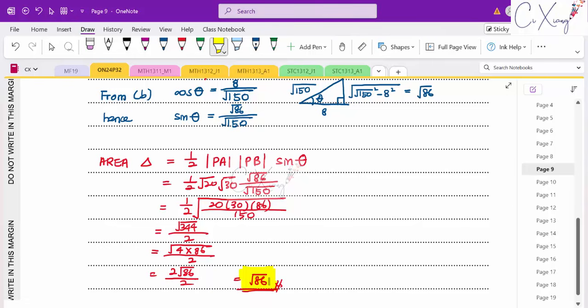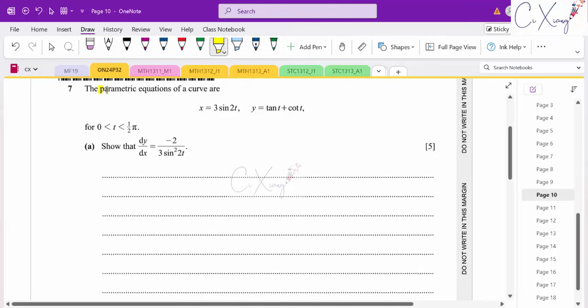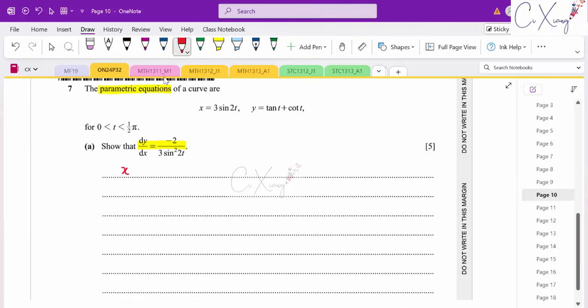Alright, so this is the end of question 6. Question number 7. We are given parametric equations and they want us to prove that dy/dx is equal to this. For a parametric equation, first of all, we have to start from the equations that they give us. So x equals 3 sine 2t. Then we find the differentiation of the equation here. dx/dt: differentiate the sine, you should get a cos. Copy the angle. Then you differentiate the angle. Differentiate 2t, you get a 2. So you'll have 6 cos 2t. Then how about the equation for y? So y equals tangent t plus cotangent t.